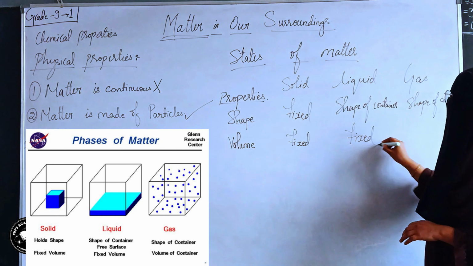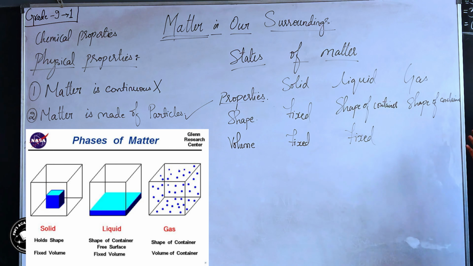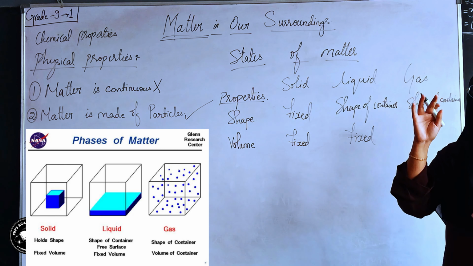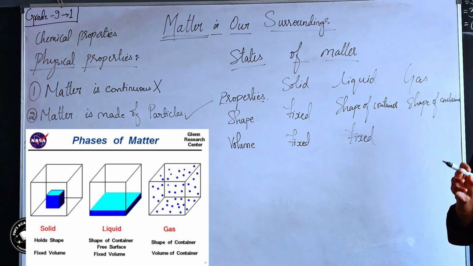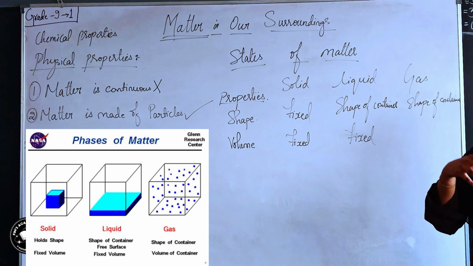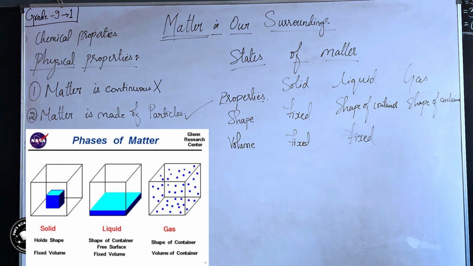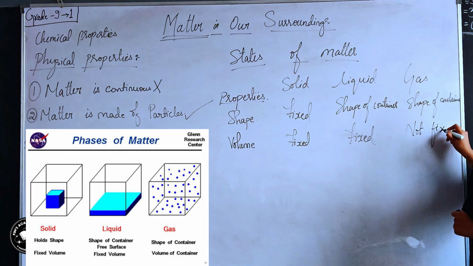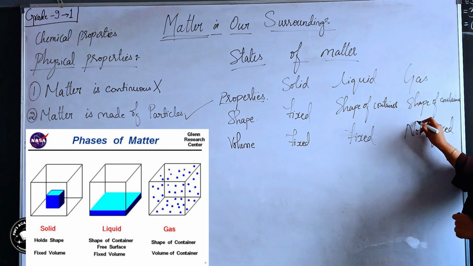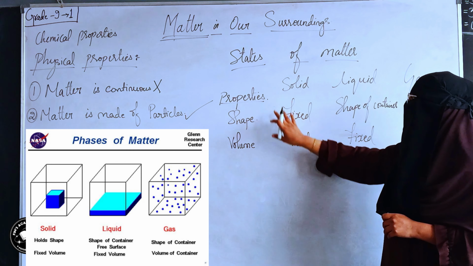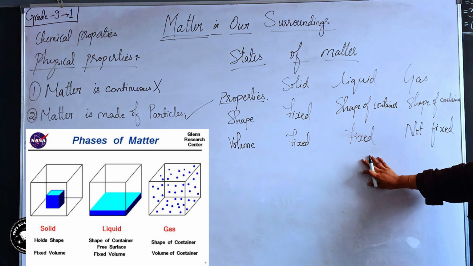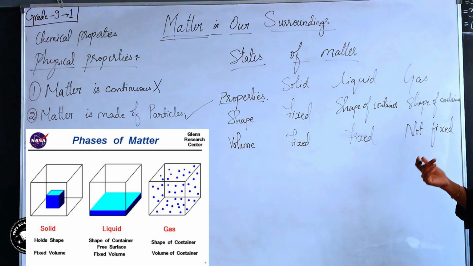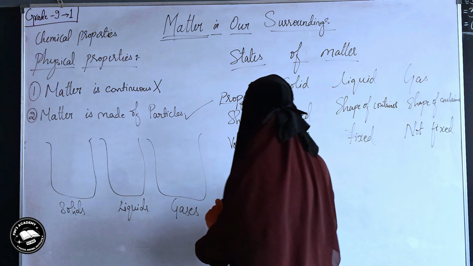But when it comes to gases, we cannot say how much gas can be filled in which container, because by increasing or decreasing the temperature, we can make the gas expand or contract. That's the reason why the volume of the gas is not fixed. So this is the second property, wherein the volume of the solid is fixed, the volume of the liquid is also fixed, but the volume of the gas is not fixed, rather it keeps changing depending on the temperature.